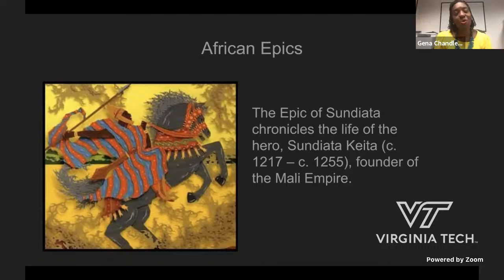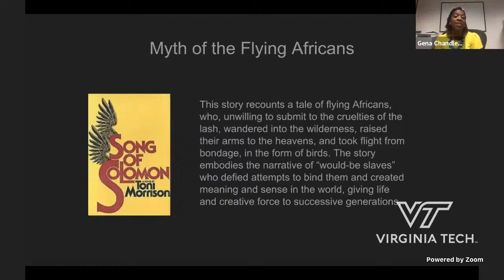The myth of the flying Africans. This story recounts the tale of flying Africans who, unwilling to submit to the cruelties of the lash, wandered into the wilderness, raised their arms to the heavens, and took flight from bondage in the form of birds. The story embodies this would-be narrative of slaves who defied attempts to bind them and created meaning and sense in a world and gave life to themselves and to successive generations.